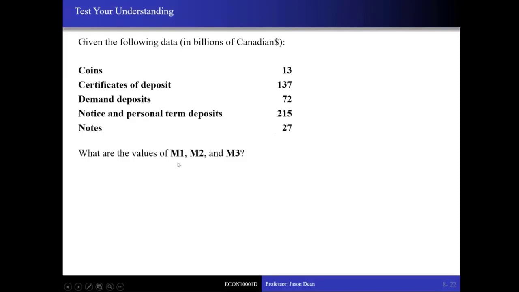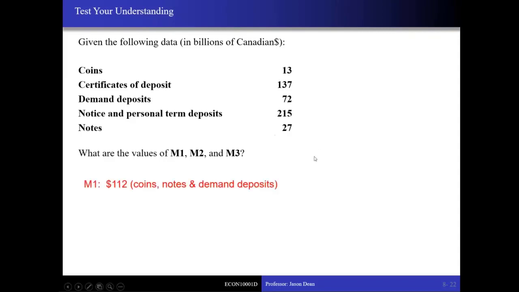Anyone want to type that into the screen? So M1 will be coins, right? Will it include certificates of deposit? No. It'll include demand deposits and it'll include notes. So it'll be 13 plus 27 plus 72. And so it'll be 112.